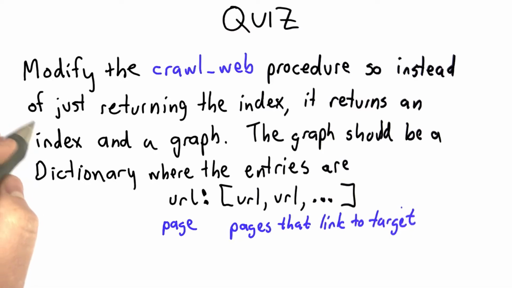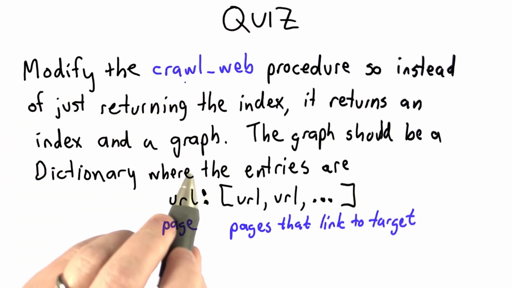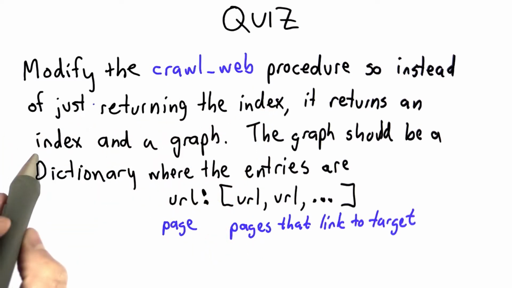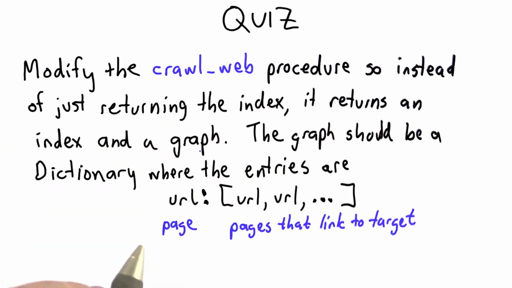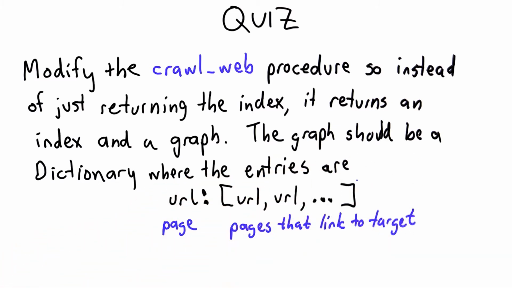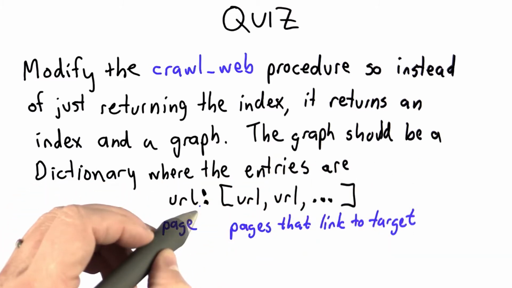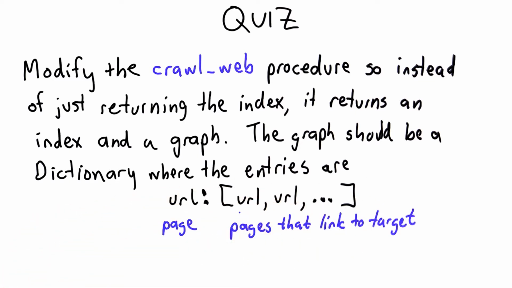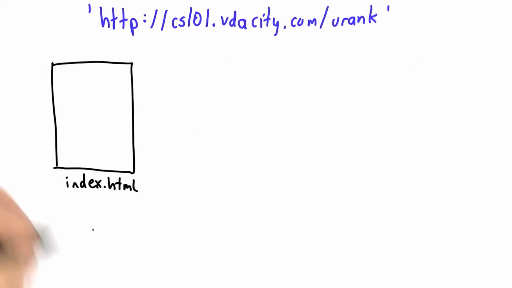So your goal for this quiz is to finish modifying the crawl web procedure so that instead of returning just the index, it returns both an index and a graph, and the graph gives the link structure. The graph should be a dictionary where the entries in the graph are a URL, which is the target page, and a list, which is the pages that link to that target.